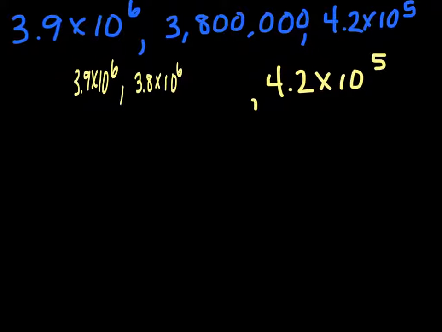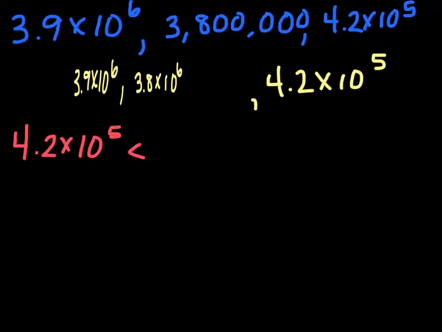Our next step will be to order the numbers with different powers. As we know, the powers tell us how many zeros are after our number, so it'll automatically tell us which of our numbers is the smallest. So 10 to the 5th is going to be less than 10 to the 6th. So we know that 4.2 times 10 to the 5th will be less than either of the numbers that are 10 to the 6th.